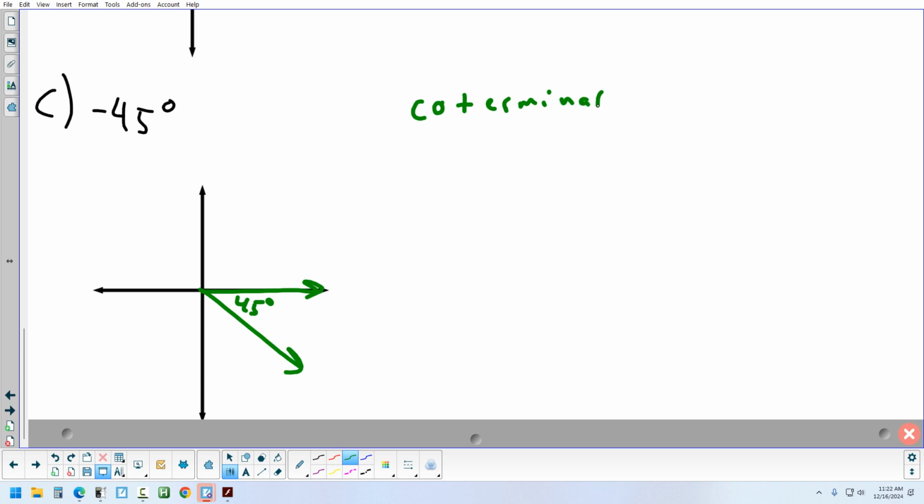And positive. 315. And how about negative? Negative 405. Okay. So that's just a little practice finding positive and negative coterminal angles. Questions?